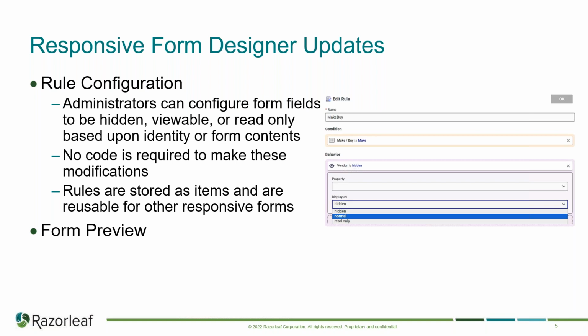Another nice piece of the rules configuration is that these rules are stored as items in the system and are reusable for other responsive forms. So if I have multiple classifications of my part form, maybe a software part, a material part, and some other classification, I can reuse these rules on all of those other forms, as long as those same properties are on that form.